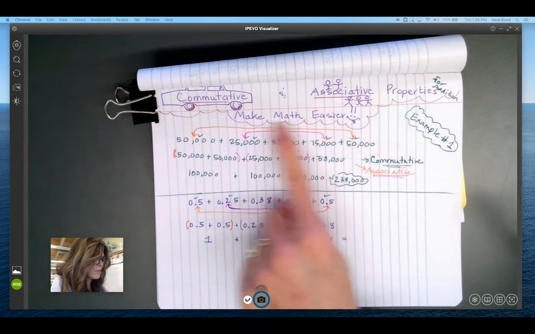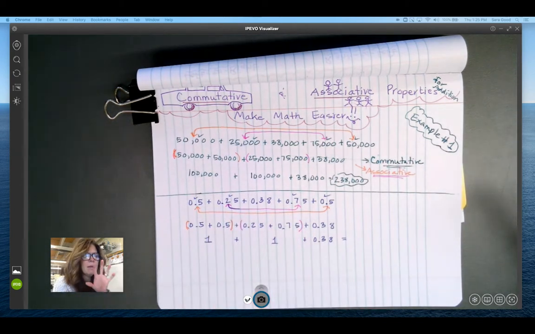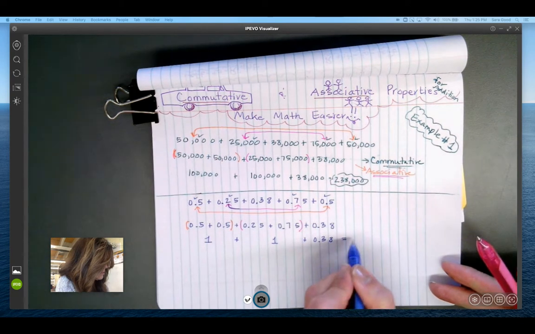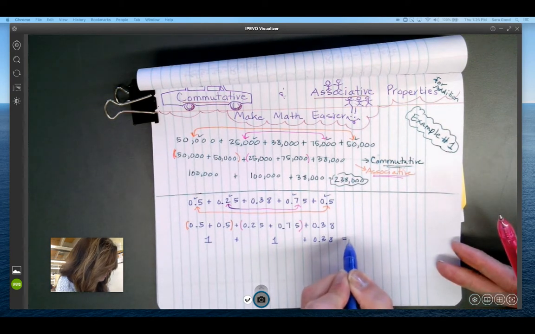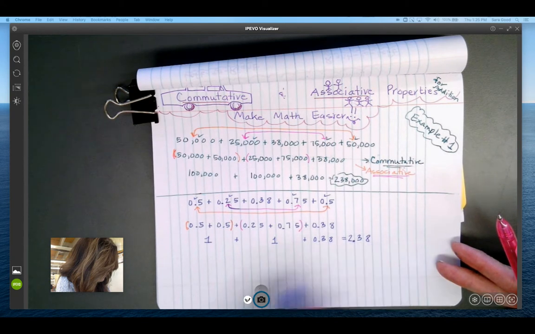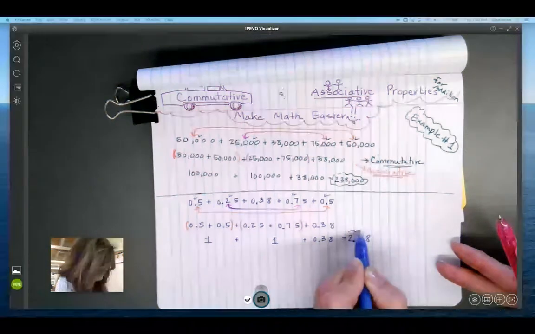Look, we made math easier just by taking a second, looking at the numbers, seeing which ones work well together, moving them around. And our answer we can do in our head. I get 2 and 38/100ths.